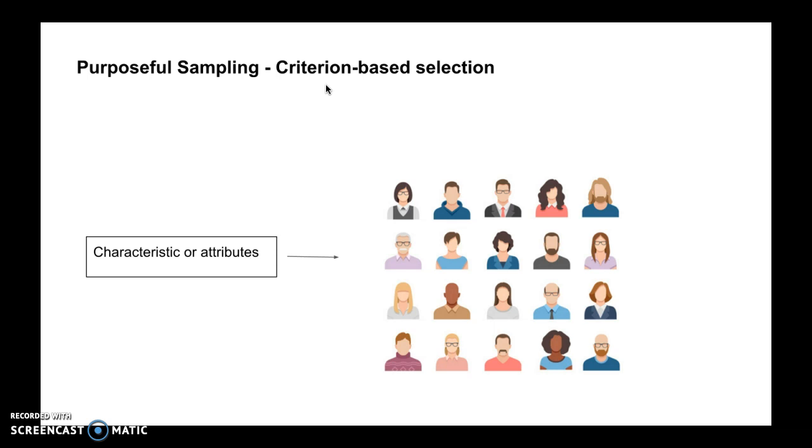This is a type of purposeful sampling. Basically, the first thing you need to do is describe the characteristics or attributes of the participants you want to investigate, based on your research question and your conceptual framework. And then based on this standard, you try to look for people that match it. Okay. So this is very simple to understand.